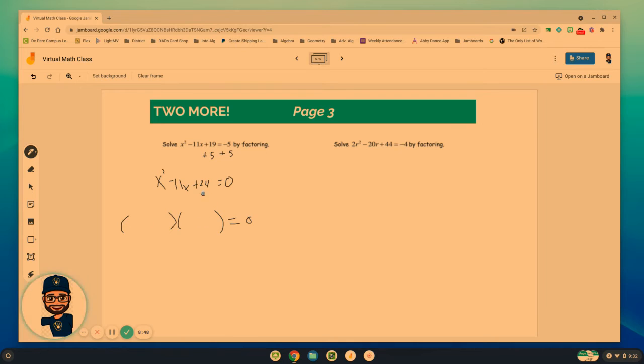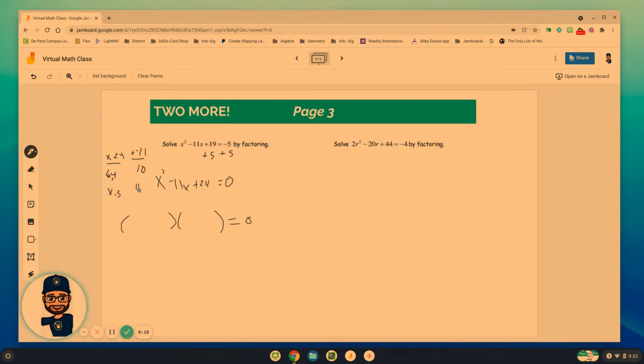But my two numbers, right? I want them to multiply up to 24, the C value. But at the same time, I want them to add to negative 11. Two numbers that multiply to 24, but add to negative 11. Well, we could try 6 and 4, but that's going to give me a 10, so that's not really going to work. 8 and 3, so 8 times 3.